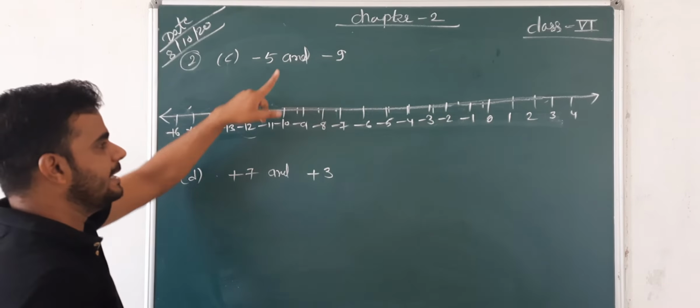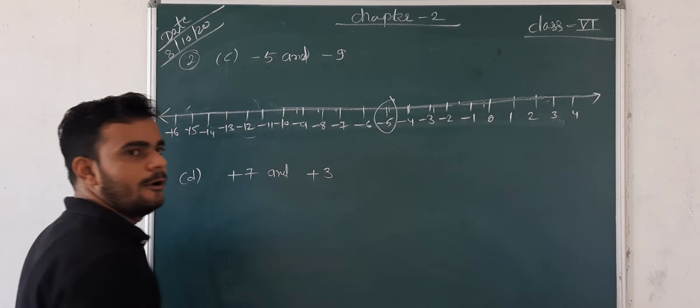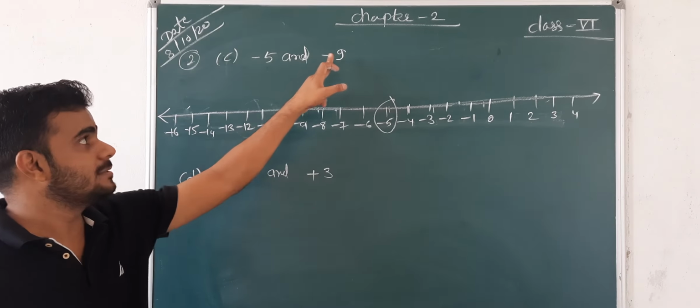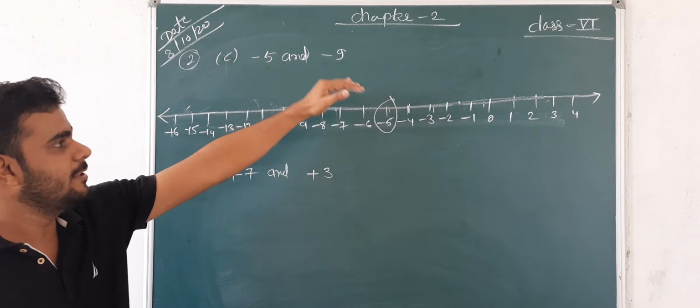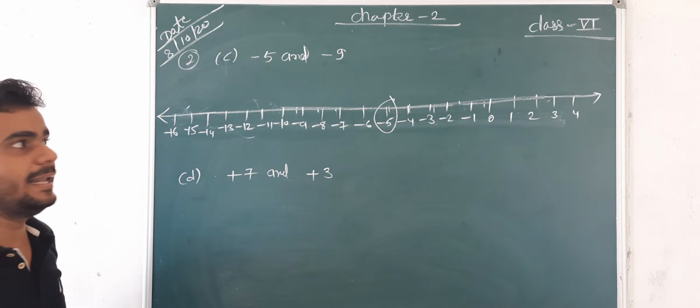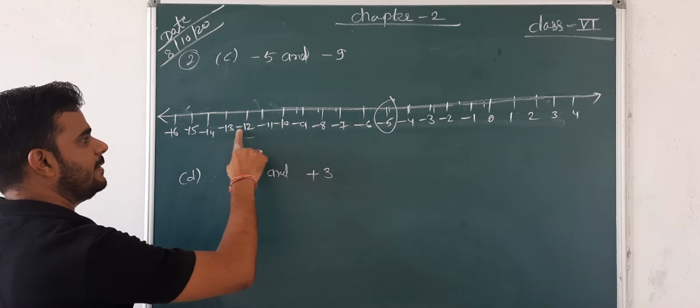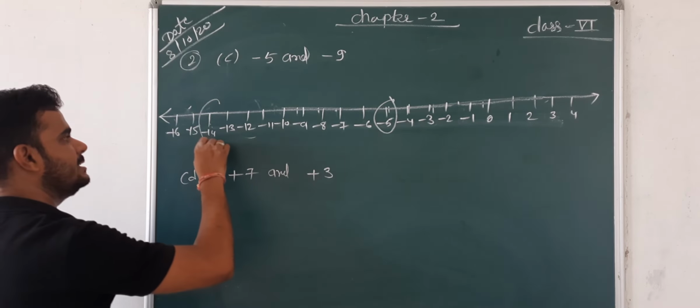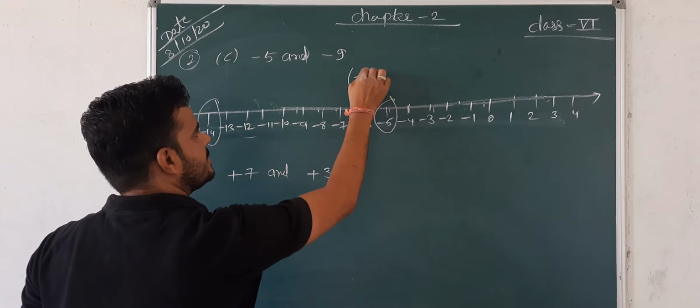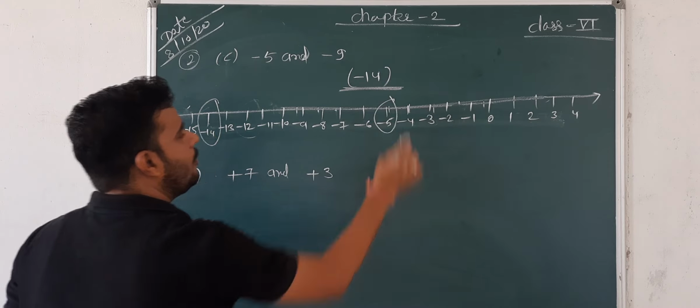So now you see negative 5. So we are here on negative 5. Afterwards negative 9. Sorry, the symbol is negative, so we will move to the left hand side. And how much? 9. 1, 2, 3, 4, 5, 6, 7, 8, and 9. So our answer is negative 14. So the third C answer is negative 14.